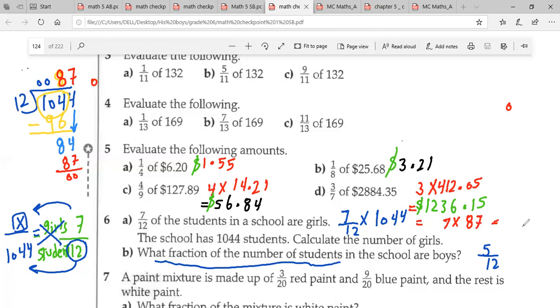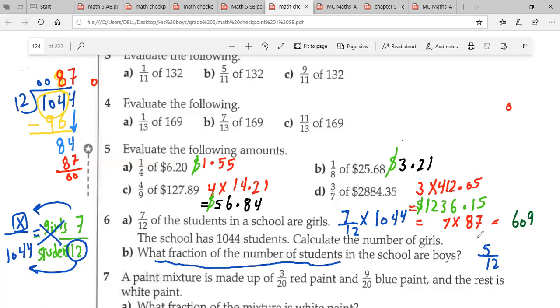7 multiplied by 7, 49. And then 8 multiplied by 7, 56. 56 plus 4 equals 60. So here the answer is 609.